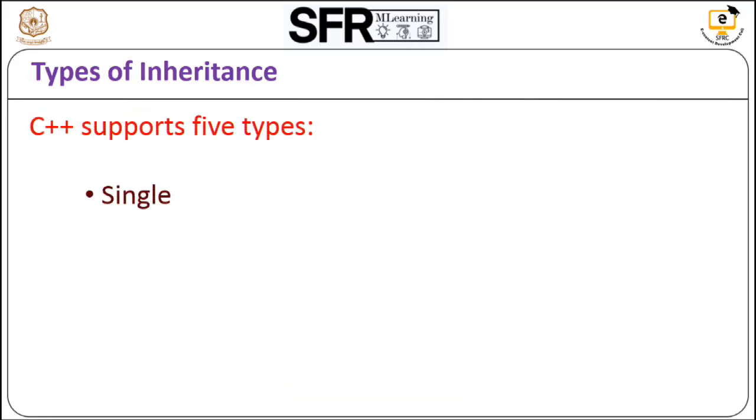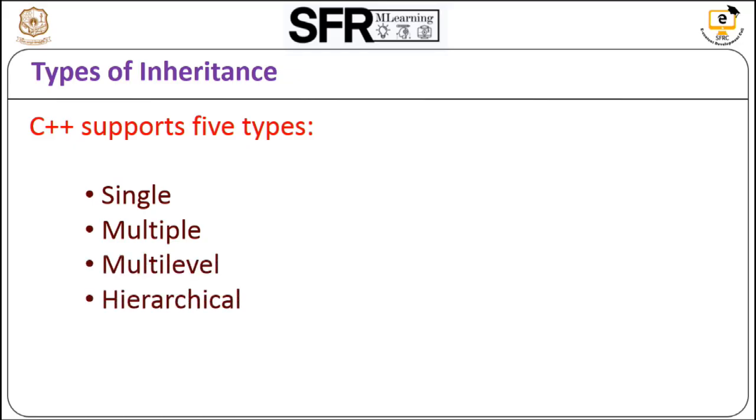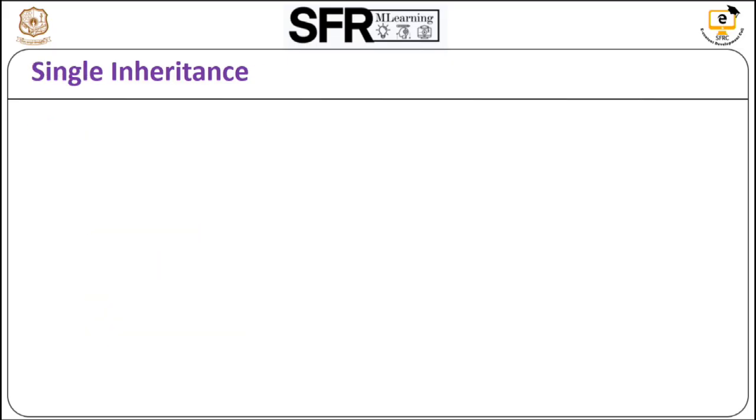C++ supports five types of inheritance: single inheritance, multiple, multilevel, hierarchical, and hybrid inheritance. Let us look at them one by one.